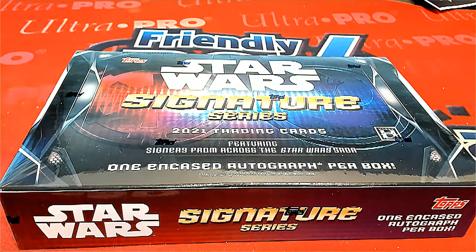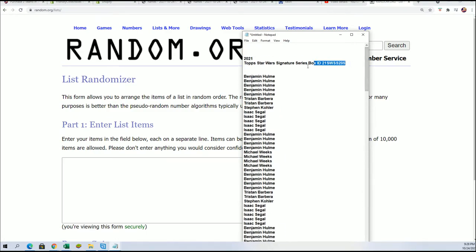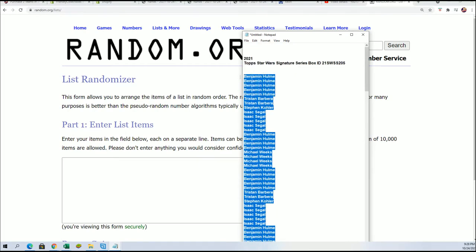It's time for Star Wars Signature Series, and we're going to random the owner names. We're going to random the checklist in 205. And we're going to random both lists and then stack the lists up side by side. Seven times two for the owner names.